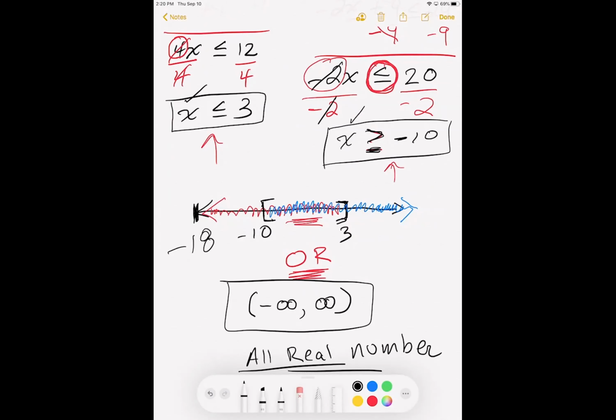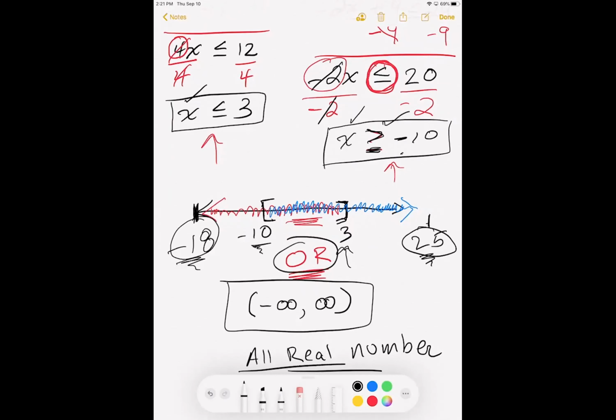-18 is, but -18 is smaller than 3. So as long as it fits one description, we are allowed to use it. And if you choose a number 25 over here, you say, wait a minute, 25 is not smaller than 3. Well, it's okay. 25 is not smaller than 3, and you are correct. But 25 is bigger than -10. So as long as it fits one description, and that's where the OR comes in.